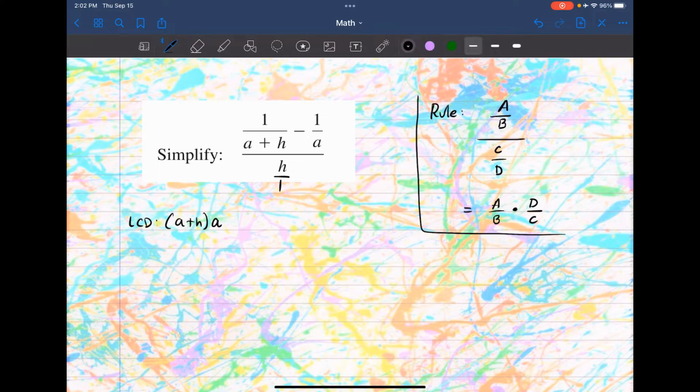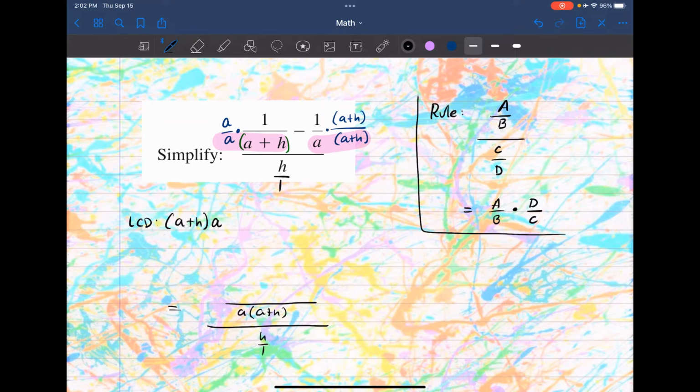Now we give each fraction what they're missing. So let's go ahead and write this with parentheses. I'm going to multiply the first fraction by what it's missing, which is a over a. The second fraction is missing a plus h, so I'm going to multiply this by a plus h over a plus h. And now the denominators are the same, so I can join them into a single fraction. So we have a times a plus h for the denominator of the top, all over h over 1.